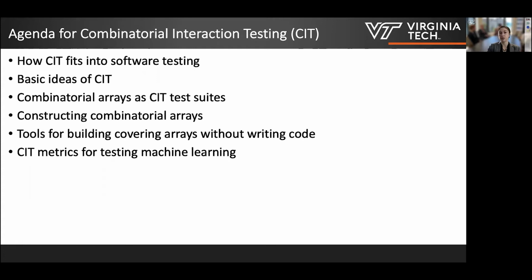Okay, so what I'm hoping to cover in this tutorial today is we're going to talk about combinatorial interaction testing, and we're going to talk about how it fits into software testing, the basic ideas of combinatorial interaction testing, which I'm just going to call CIT from now on, how combinatorial arrays are used as CIT test suites, some methods of constructing combinatorial arrays, what you can do if you don't want to write code and work on algorithms that construct arrays, how you can still use them for testing. And then some ongoing research that we're just getting started in this area. So a lot of it's in progress, but how we can use CIT metrics and apply that to testing within the machine learning domain.